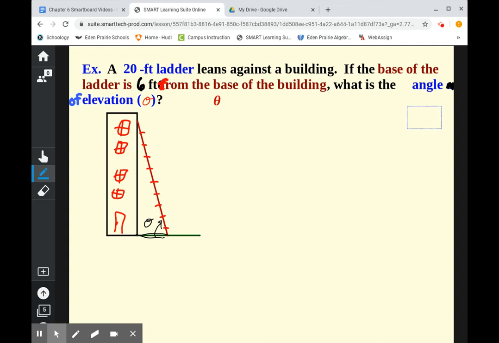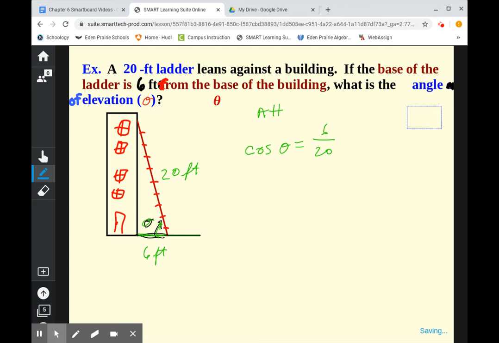Here's an example. A 20-foot ladder leans against a building. So I'm going to label the ladder 20 feet. If the base of the ladder is 6 feet from the building, I'm going to label that. This distance here is 6 feet from the building. It says, what is the angle of elevation? So we're trying to actually find this theta. All right. So using SOHCAHTOA, we notice that we have adjacent and the hypotenuse. So adjacent and hypotenuse, according to SOHCAHTOA, is the cosine. So cosine of theta equals the adjacent, which is 6, over the hypotenuse, which is 20.